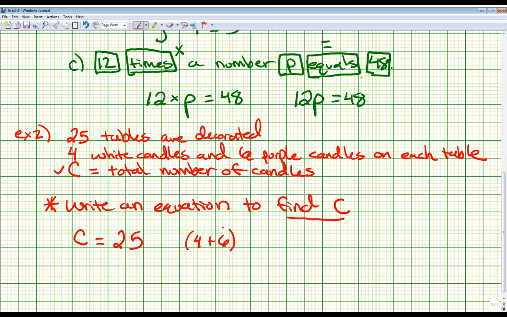That's going to give us one table. If there are 25 of those things, the math symbol in between here is going to be a multiplication sign. So we would have 25 tables times the 4 plus 6, which would give us 10. So this would be our final equation.